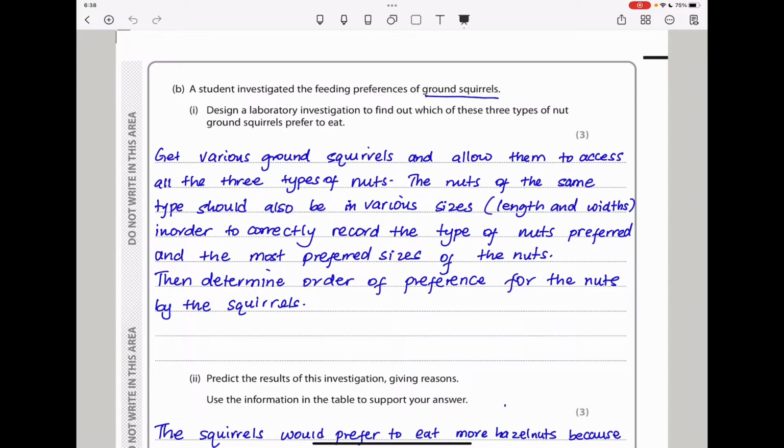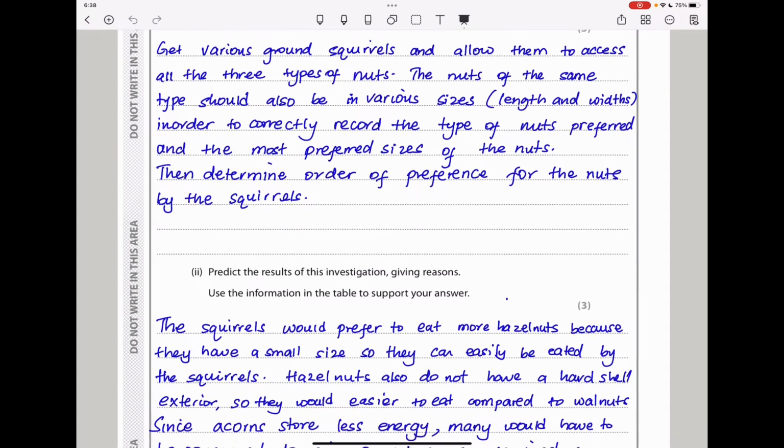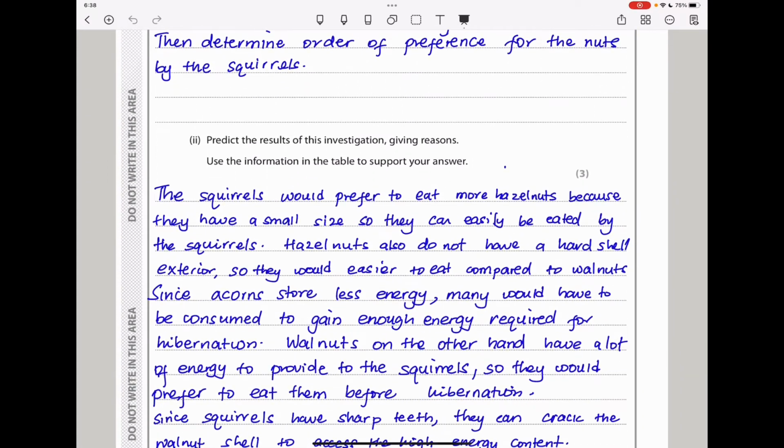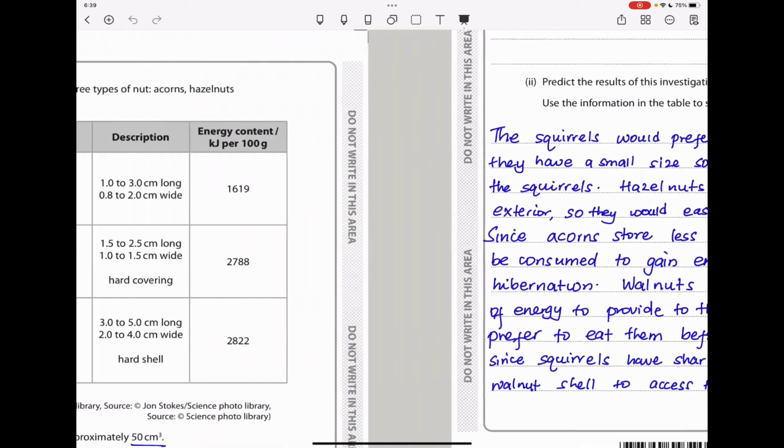So lastly, we have to determine the order of preference for the nuts by the squirrels, whether squirrels prefer the hazelnuts, or the other nut, or walnuts, and so on. So we have to make a conclusion based on the observations we have seen in our experiment. Next, they say, predict the results of this investigation giving reasons and use the information in the table to support your answer.